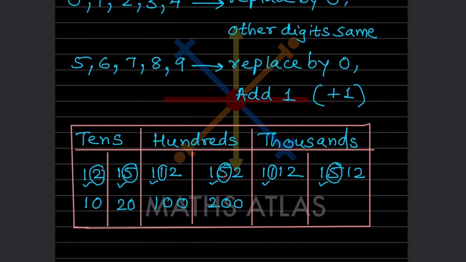This is 5. 5 and more than 5 means what are you going to do? Of course this is 0 and 5 here you are going to put 0, but because this is 5 or more, you are going to add 1 to it. So 1 plus 1 becomes 2. So the answer is 200.